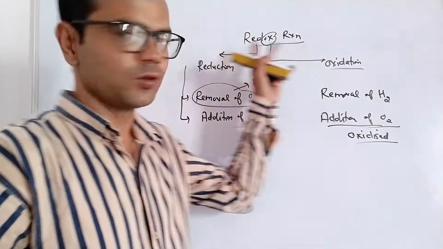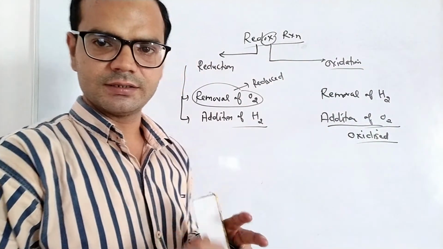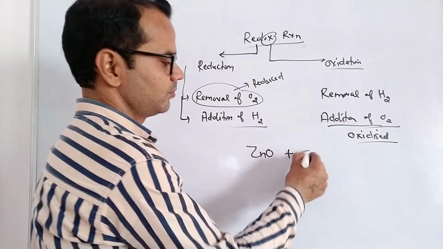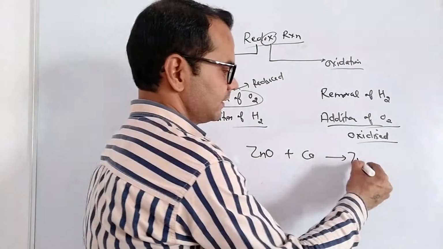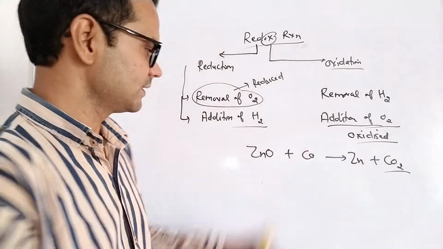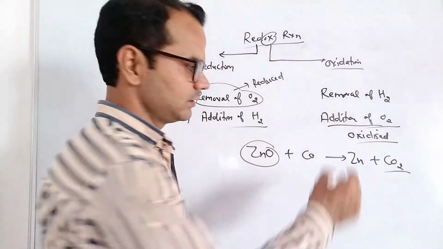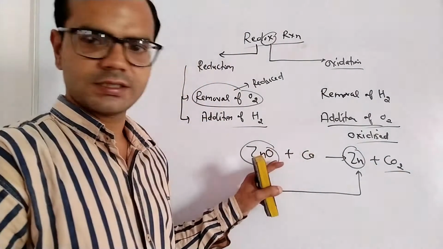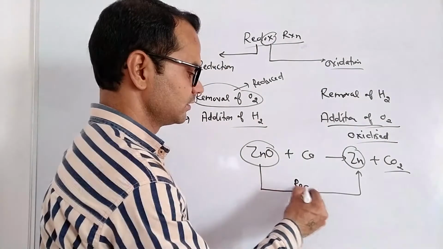So a reaction is said to be a redox reaction if there is a reduction and oxidation simultaneously. For example, we have zinc oxide plus carbon monoxide. After the reaction, we obtain zinc plus CO2. We can see here we have zinc oxide, but here we have only zinc. So from zinc oxide to zinc, oxygen is removed, and removal of oxygen is called reduction. So this is reduction.